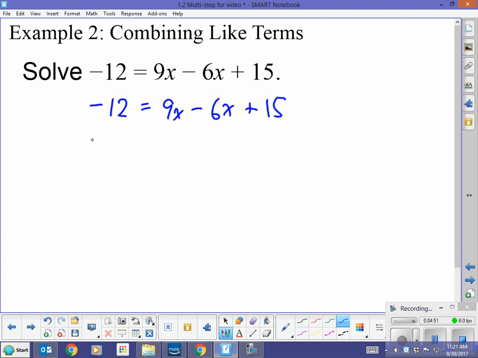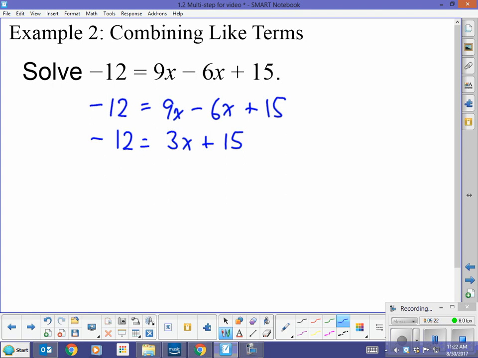So in this case, 9x minus 6x is 3x. 9 minus 6 is 3. So 9x minus 6x is 3x. And then the plus 15 just comes on down. Because really, what does 9 times x mean? That means I've got 9 x's. And 6x means I've got 6 x's. Well, if I had 9 x's and I took 6 x's away, I'd be left with 3x. So that's a real quick explanation of that.